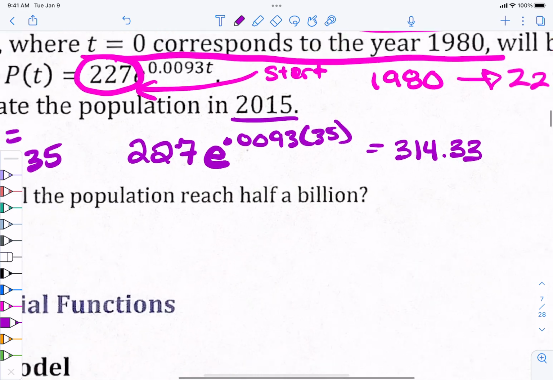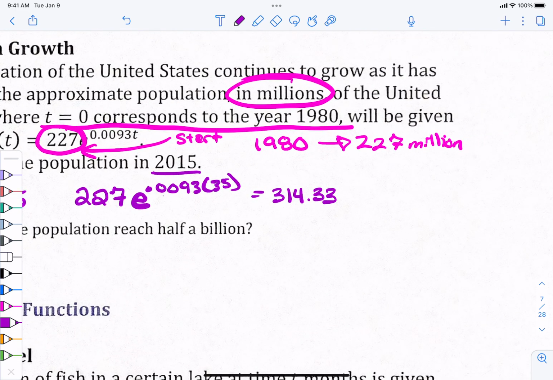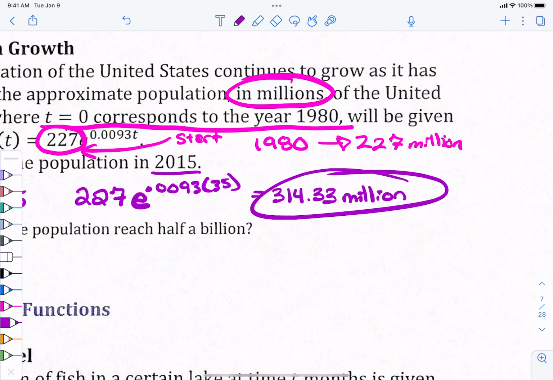314.33. That seems like an almost appropriate pi number. Yeah, that's almost pi. That's in millions. 3.14159, okay. So 314 million. That was funny.